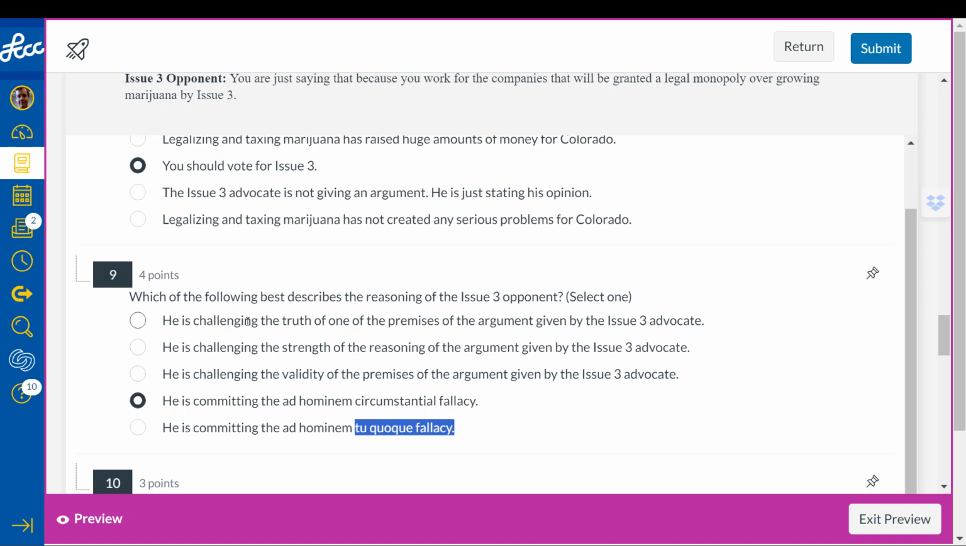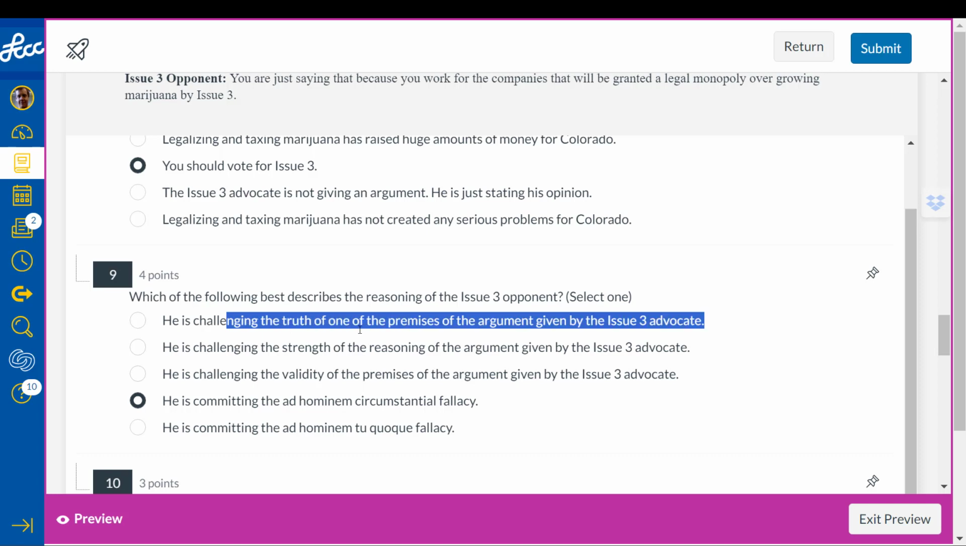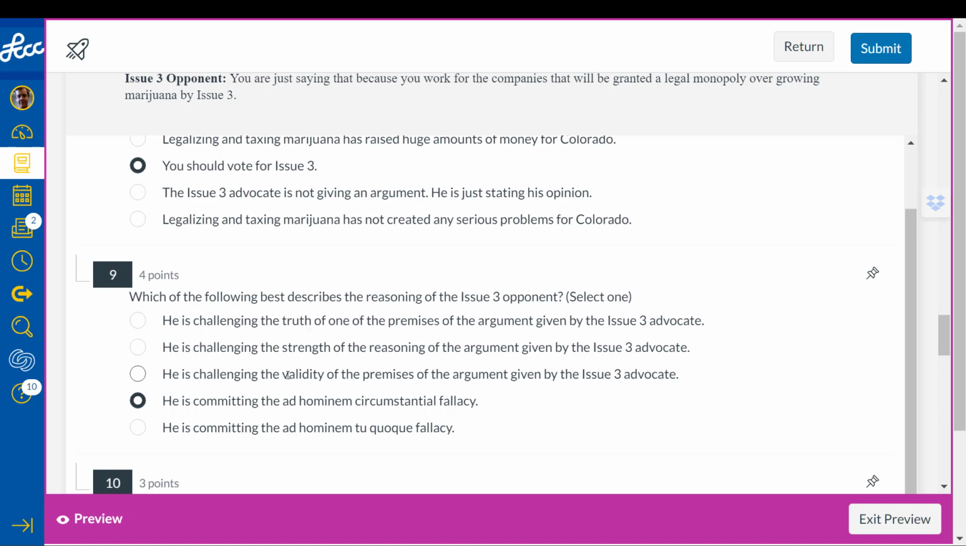The other options are all about saying that the attack is legitimate, either saying it's the truth of the premises, the strength of the reasoning, or the third one, the validity of the premises. And this is the most wrong answer of the bunch. You would lose 10 points for this one because premises are not valid. Inferences are valid or strong. Premises are true or false.